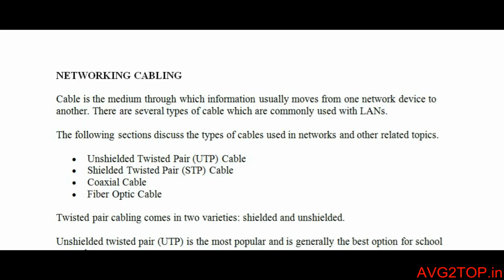Networking cable is a medium, or a mediator, to transfer information between two networking devices. They are of several types: unshielded twisted pair, shielded twisted pair, coaxial cable, and fiber optics cable. These are the four common cables used for the concept of networking, and all four have different characteristics. Let's see that right now.